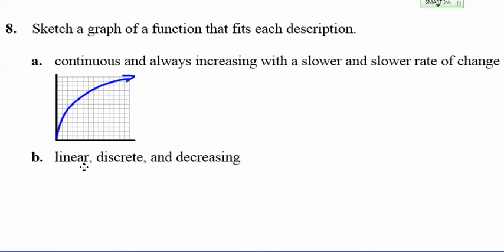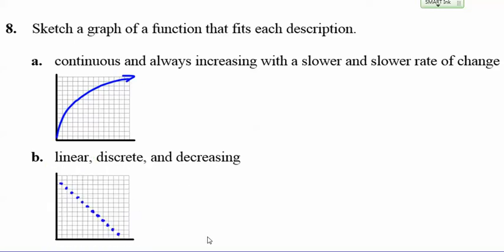Linear, that means a straight line. Discrete, that means not continuous. And decreasing is something like this. So it's got to be discrete. That's why the dots. Okay, there's nothing in between there. Linear, it's in a straight line. Decreasing, as x gets bigger, y is getting smaller.